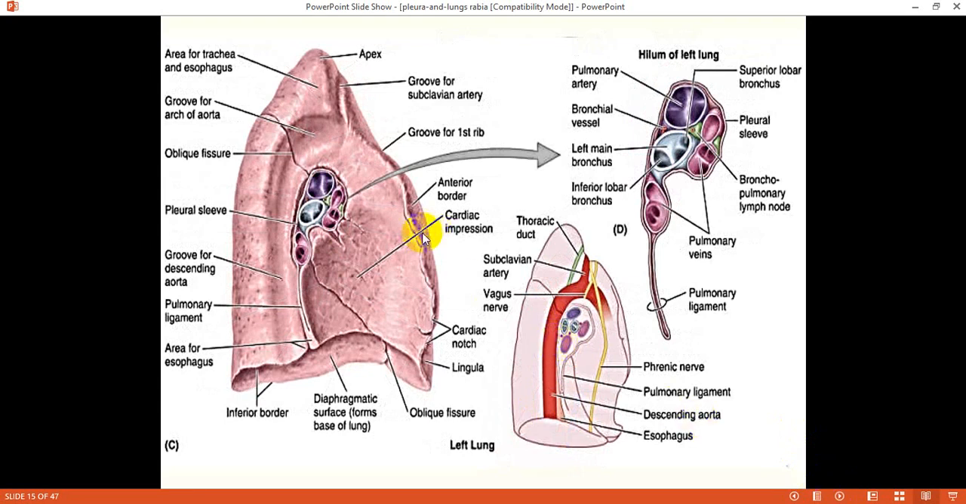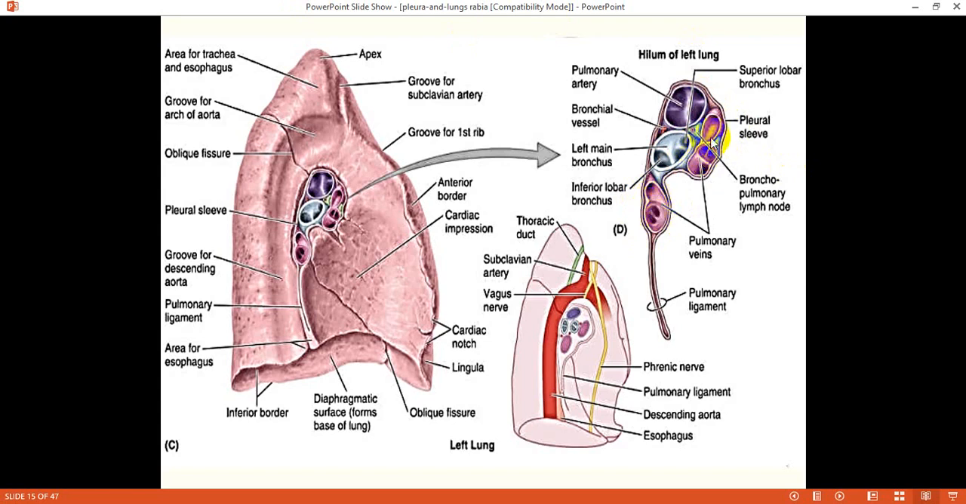In the left hilum, we can observe the pulmonary artery superiorly. The left main bronchus is lying inferior to the pulmonary artery, and it doesn't divide early, so we cannot observe the secondary branches. Then we can observe the superior pulmonary vein and then the inferior pulmonary vein. Their location is the same.